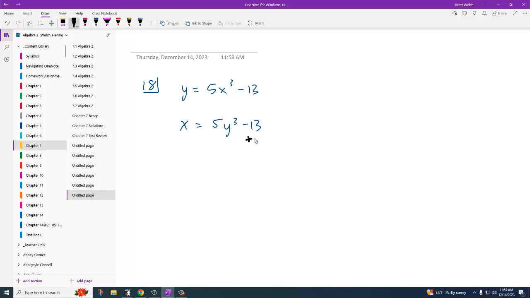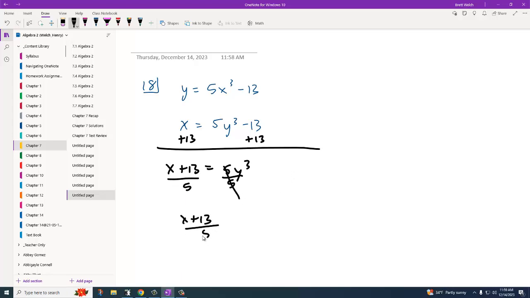So the first thing I can do to make my life easier is to just add the 13 over. This becomes x plus 13 equals 5y cubed. I want to get rid of this y cubed, but I also have to get rid of the 5. According to SADMEP, we did addition, subtraction. The next thing would be multiply or divide. So we're going to divide everybody by 5. Produces x plus 13 all over 5 equals y cubed.